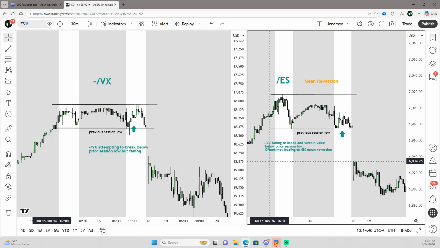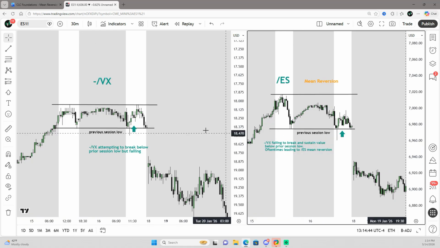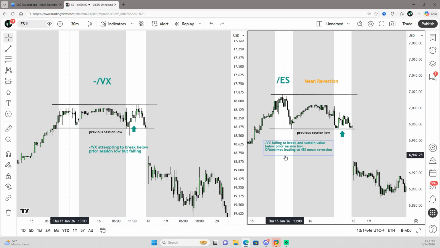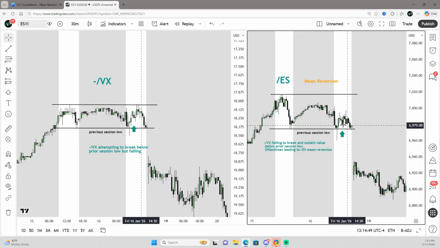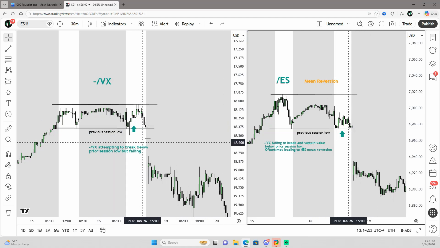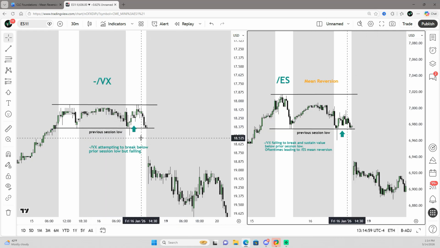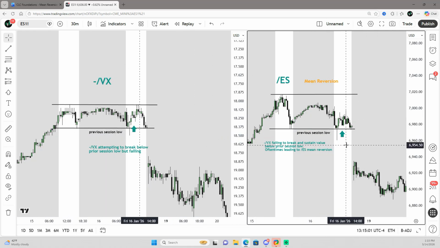On ES, after we see that VIX fails to break below and sustain value under that previous session low, this will oftentimes, and in this case, lead to ES mean reversion. So we can see, not as a result, but again, oftentimes, when VIX fails below that previous session low, then ES will typically lead that behavior.